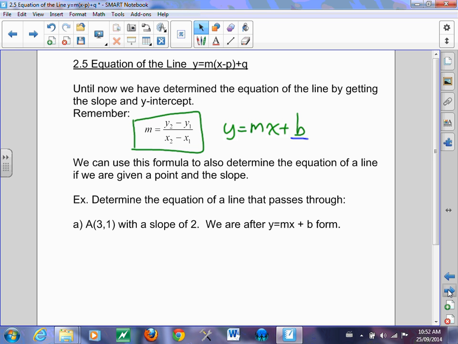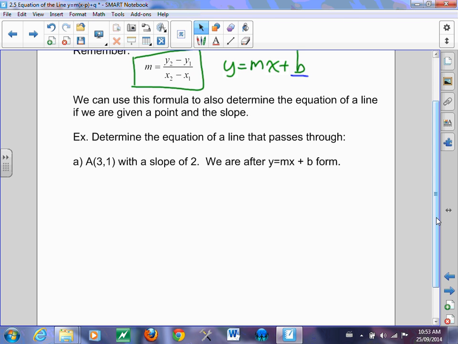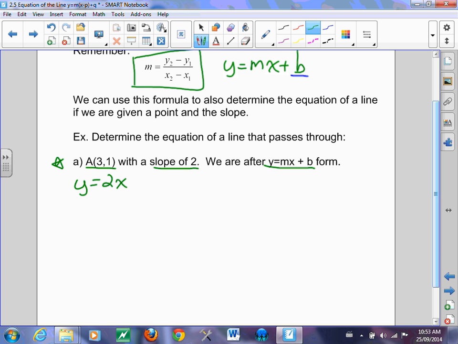Okay? So let's try our old method first, and I'm going to show you a new method, and then we're going to use this new equation. All right. So looking at example A here, we've got ordered pair A, which is 3 and 1, and a slope of 2. And we want to get it in the form y equals mx plus b. We don't have b, so we need to find b. So first step we do is sub our slope into the equation.